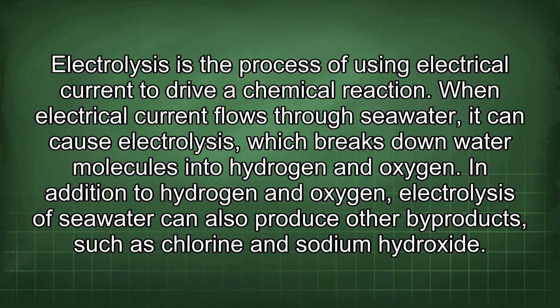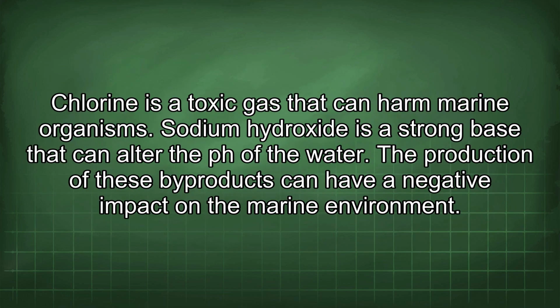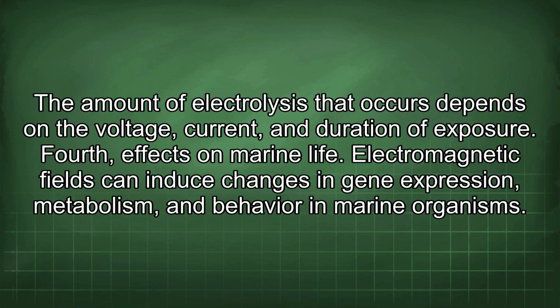In addition to hydrogen and oxygen, electrolysis of seawater can also produce other byproducts such as chlorine and sodium hydroxide. Chlorine is a toxic gas that can harm marine organisms. Sodium hydroxide is a strong base that can alter the pH of the water. The production of these byproducts can have a negative impact on the marine environment. The amount of electrolysis that occurs depends on the voltage, current, and duration of exposure.